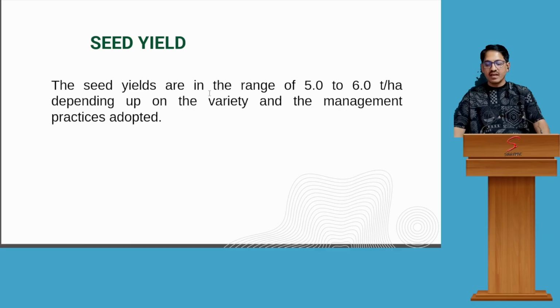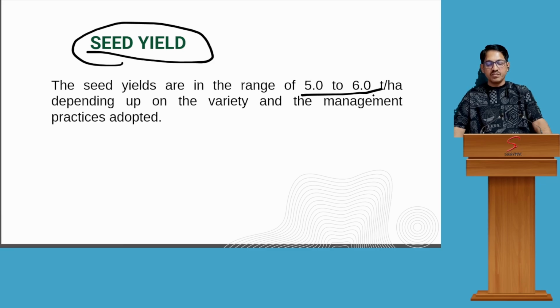Then finally, the seed yield. This is the yield of variety. Keep in mind, near about 5 to 6 ton per hectare yield will be given if you are following the good packages of practices during the seed production.